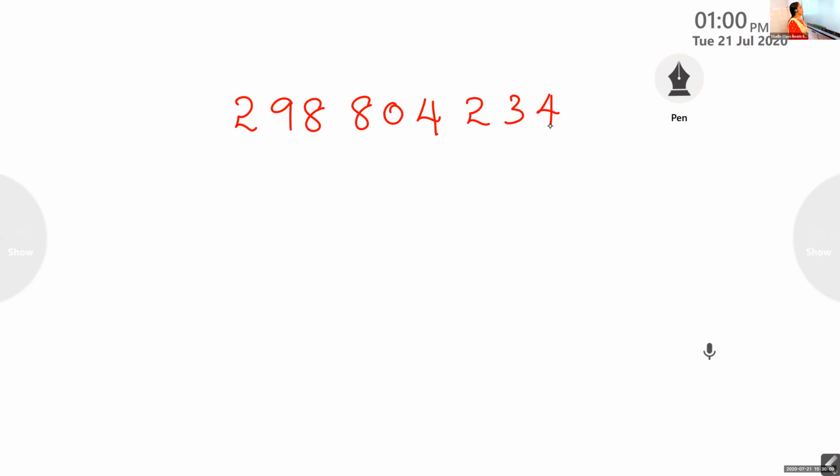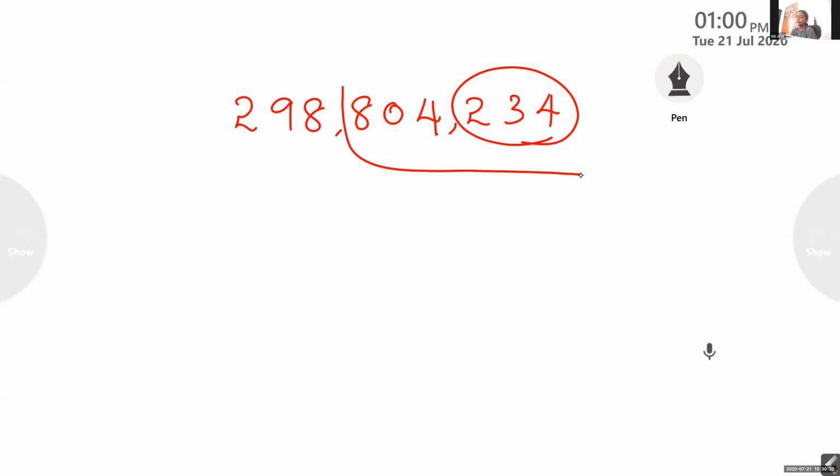Okay, children, now listen. How will you insert the comma? After three digits. After three digits means where? In the middle of two and eight. And how will you read this? First, you read this, 234. 804,234. Now you start reading with this eight.